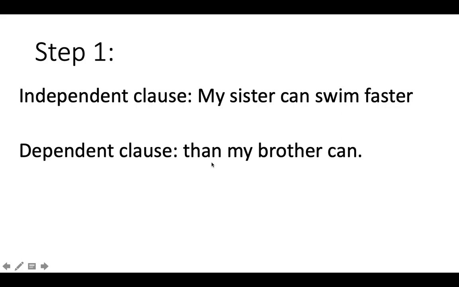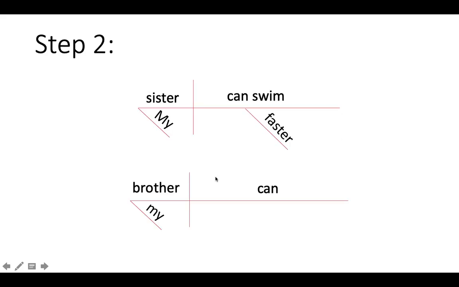And than is my flag. So I diagram my two sentences. Now, where do I put the dotted line? I am going to draw the dotted line between faster and the can that my brother is doing. Okay, so just pay attention to that. And that, friends, is how you diagram adverb clauses in a complex sentence.